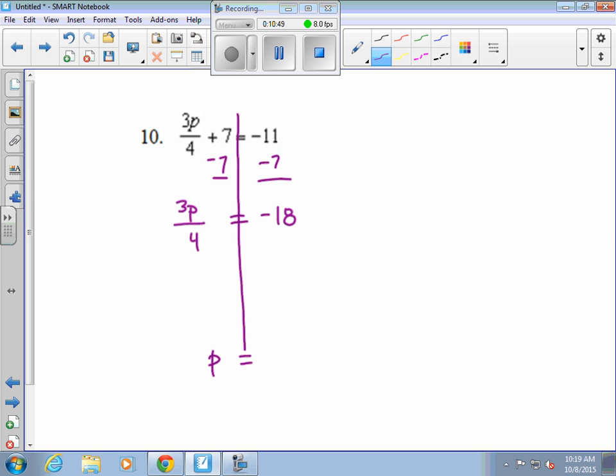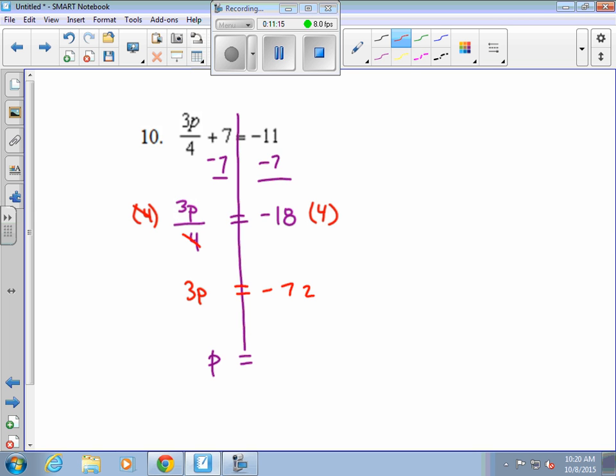That says divided by 4. Cancel out divide by 4 by multiplying by 4. If you multiply the left, multiply the right. This will cancel out this and leave you with just 3p. 8 times 4 is 32. Carry a 3. 4 times 1 is 4. Plus 3 is 72. And a negative times a positive is a negative.